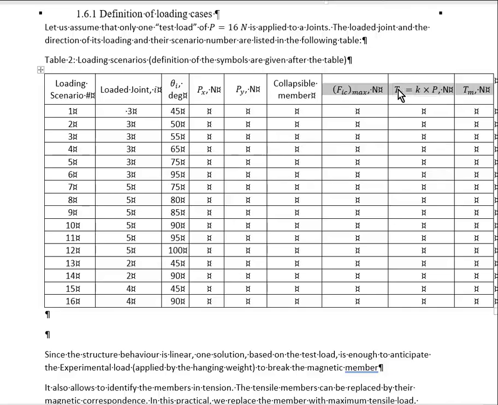And this is what you calculate: instead of applying 16 Newton, if I apply TC, theoretically your collapsible member should break. That's the meaning of a linear structure. But due to some errors, maybe you need to apply a slightly different tensile load before things break. So one column tells you what tensile load you applied to get that magnetic member to break, and this column tells you, according to the calculation and the magnification factor, what tension should be applied to get it to break.